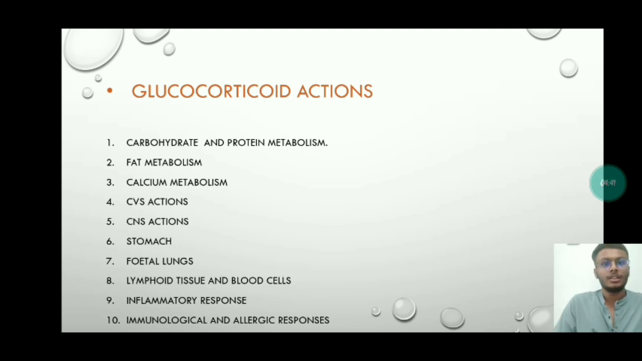Lymphoid tissue and blood cells. Glucocorticoids cause destruction of T lymphocytes. That's why it is used in transplants and also to suppress immunity. Inflammatory response. As it inhibits the lymphocytes, the inflammatory response is also declined by the glucocorticosteroid. So that's why it is the best anti-inflammatory agent we have. Immunological and allergic response. It suppresses the anaphylactic reaction on a short-term basis.